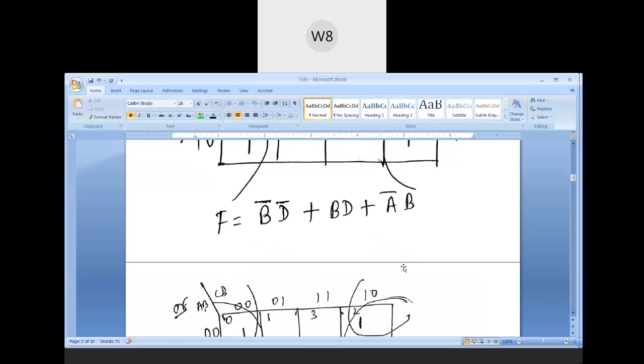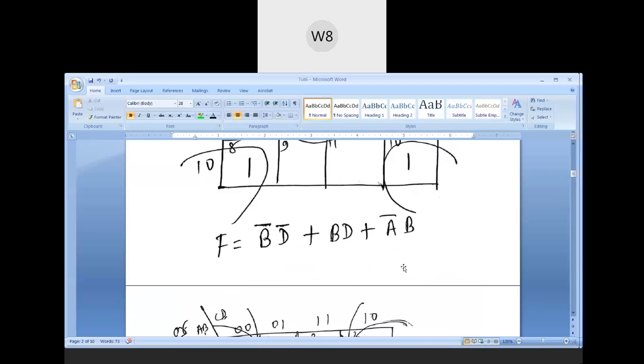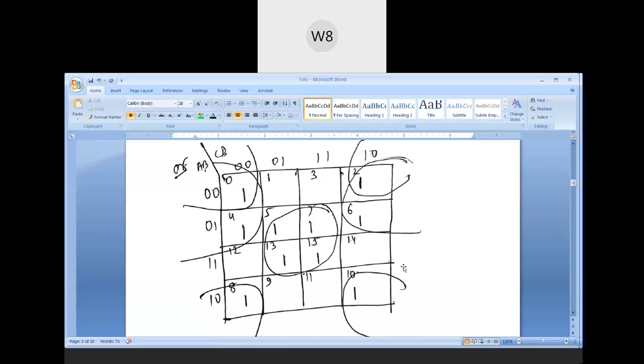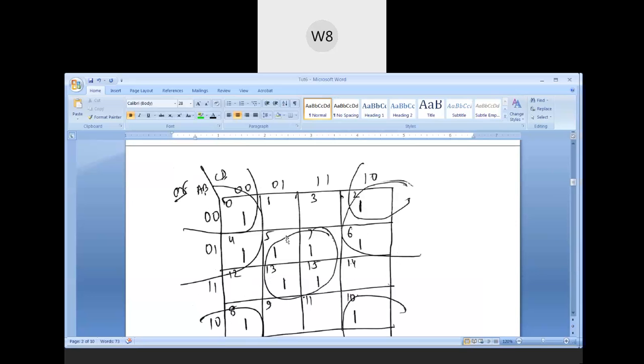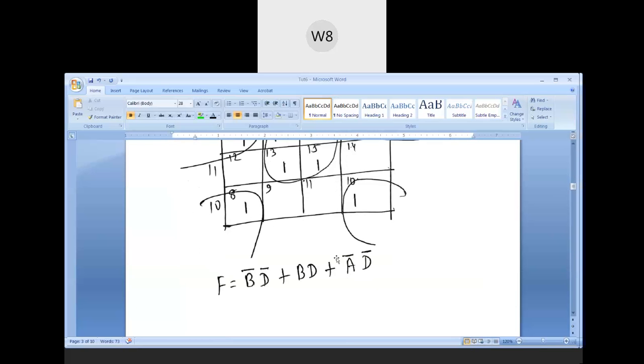For example, for this case also, it is possible to have various other pairings or groupings rather. For example, here, instead of grouping the 1 in cell number 4 and 6 with 5 and 7 cell, they can be grouped with cell number 0 and 2. So here we can see that we again have 3 groupings, but one of the groupings is different from the previous case. So in this case, the third term is going to be A bar into D bar here.